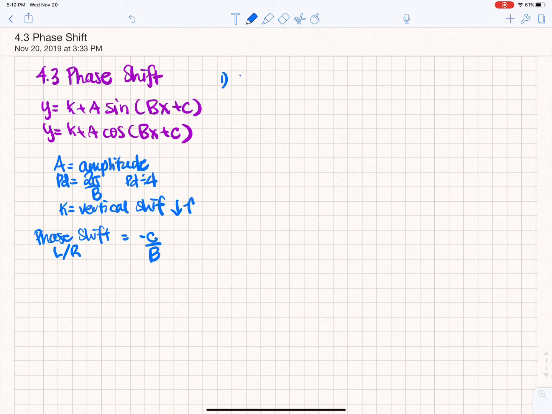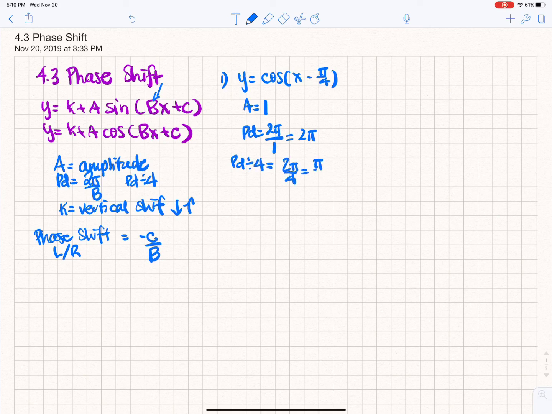y equals cosine of x minus pi over 4. Okay, we are going to find all the necessary information. A here is 1. A is the number in front of the cosine. Period, 2 pi over b. b is 1. b is the number in front of the x, so the period is 2 pi. And then you divide your period by 4. So 2 pi divided by 4 is pi over 2.